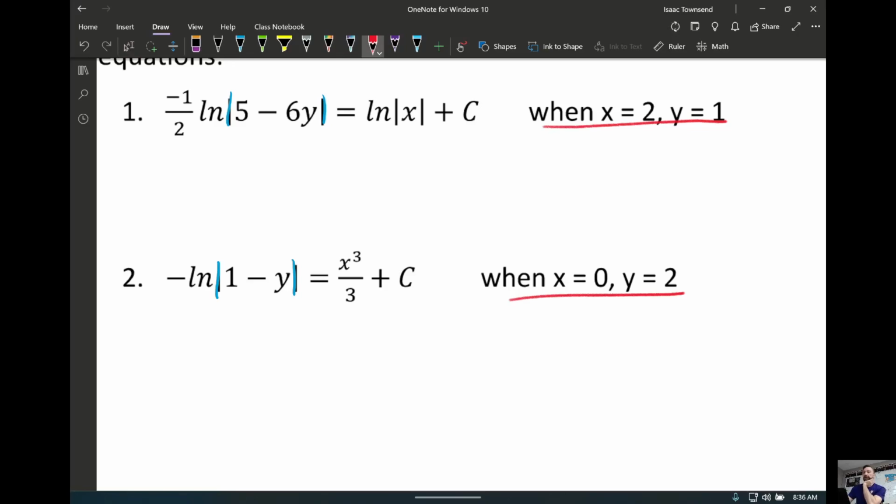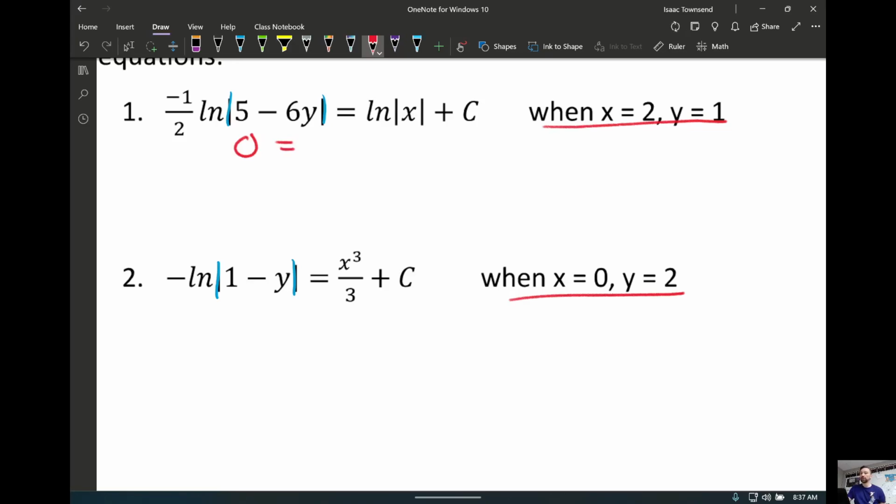So if I plug in 1 for y, this becomes negative 1. You can't take the log of 0 or negative 1, which is why these absolute value signs are necessary. The absolute value of negative 1 would be positive 1. And then what is the natural log of 1? Okay, and 0 times this becomes 0.